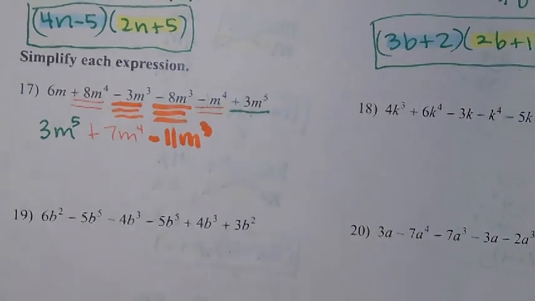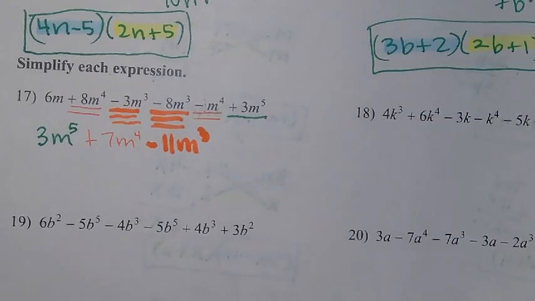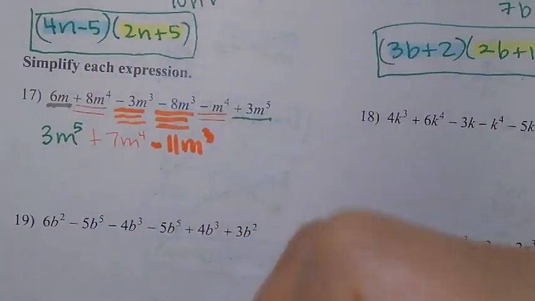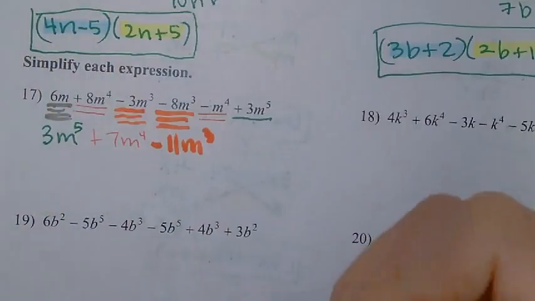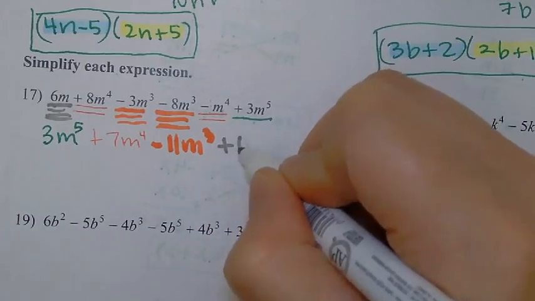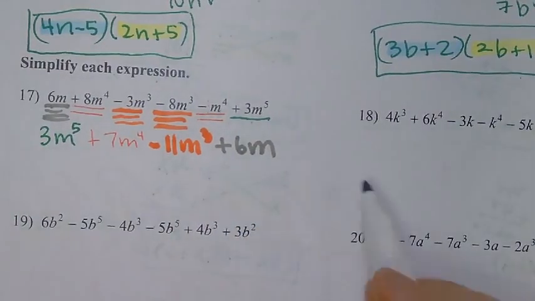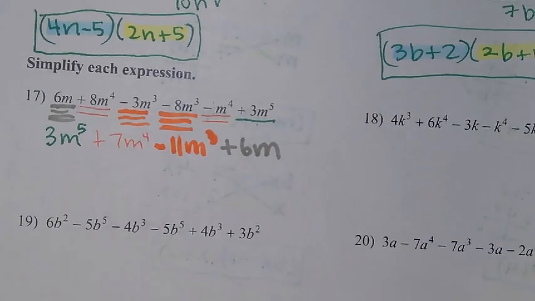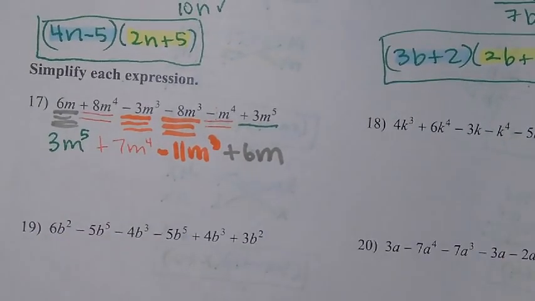All right, and then let's try this gray color. And then all I have left is my 4 lines, plus 6m. That's it. So notice that the exponents are getting smaller. This is what we call standard form. This is our answer. That's it.